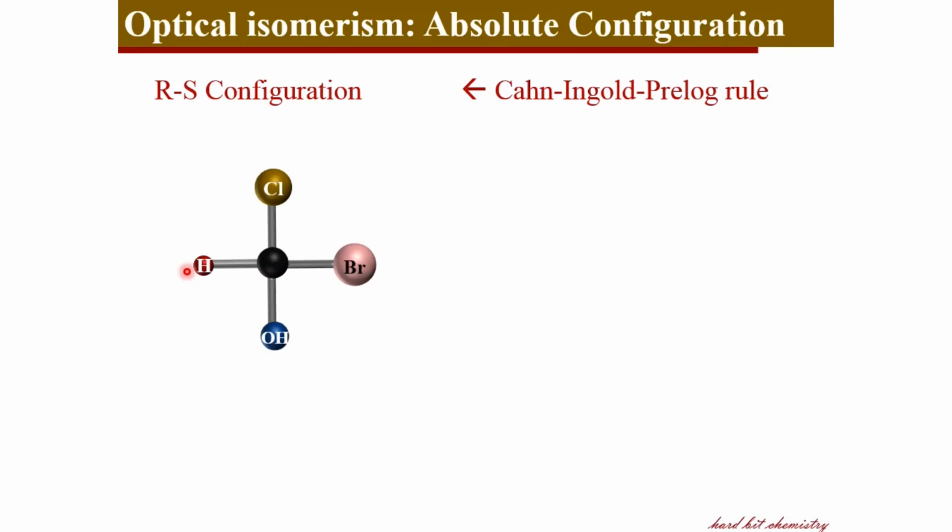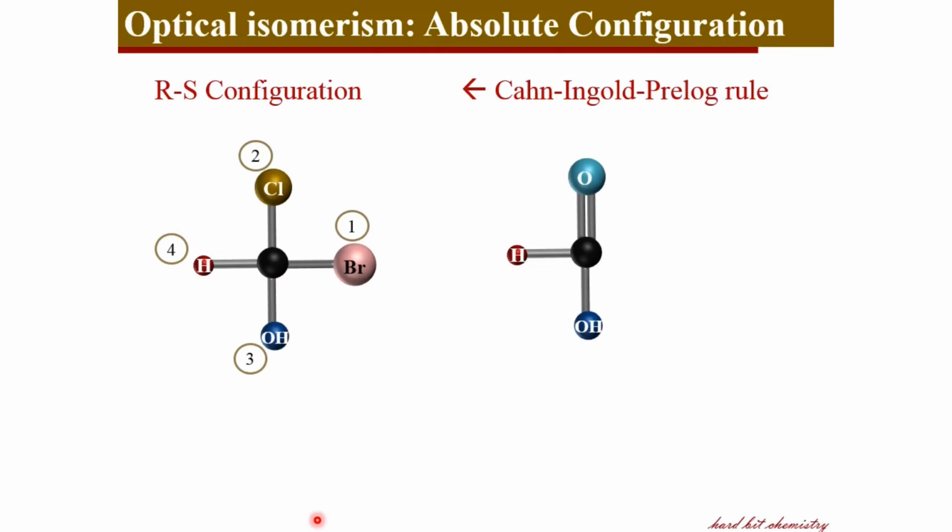In the first step, to assign R or S configuration, you need to prioritize the substituents according to the atomic number. That means the atoms which are directly connected to the chiral carbon are numbered like this. Here among all the 4, you've got bromine with the highest atomic number, so it possesses the highest priority, and then comes chlorine, and then comes the hydroxyl group because here oxygen is directly attached to carbon, and the last priority goes to hydrogen. And there are special cases.